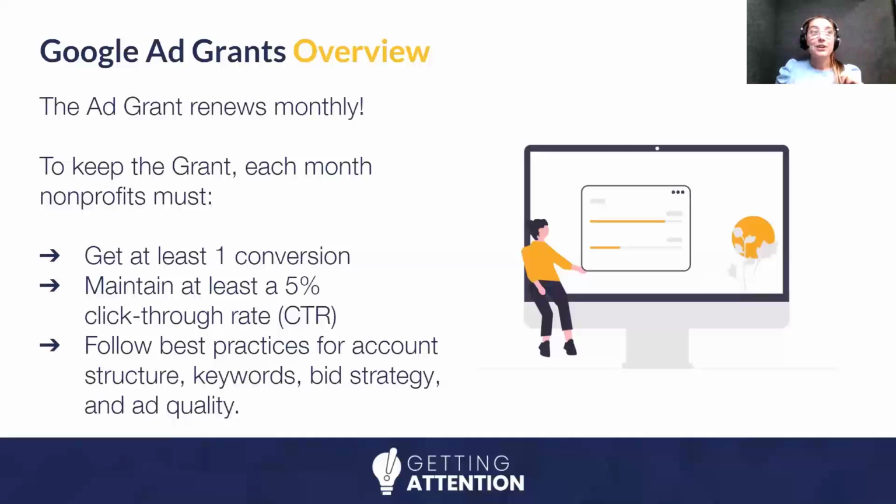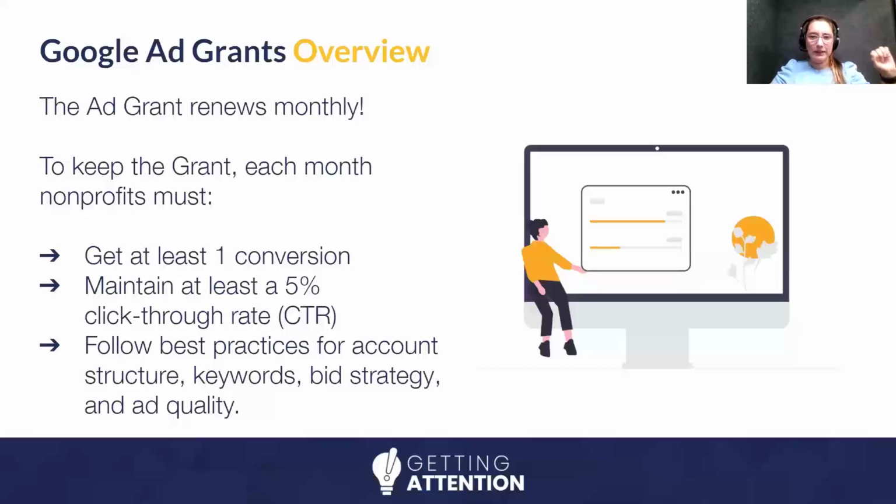The second one is you have to maintain at least a 5% click-through rate. When I say 5% click-through rate, what I mean is that at least 5% of the people who see your ads need to click on them. Now, this is across your entire account. It is sometimes possible, and this happens sometimes with our clients, where you might have one ad that has a really crazy high click-through rate, like maybe 40 or 50%. Then you might have one ad that has more like a 2 or 3% click-through rate. That's okay. That's normal. That happens. But you want to make sure across your account that you have at least a 5% click-through rate.